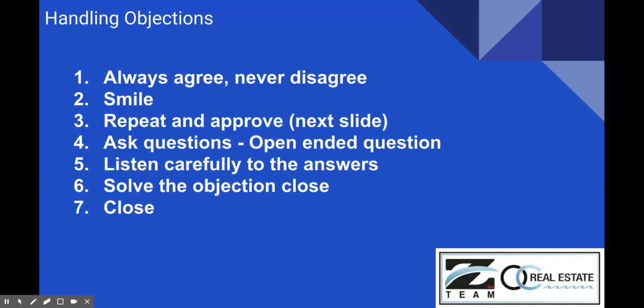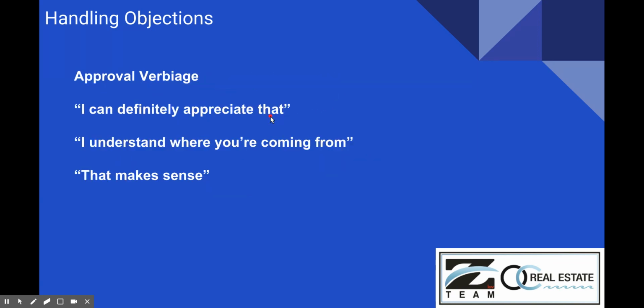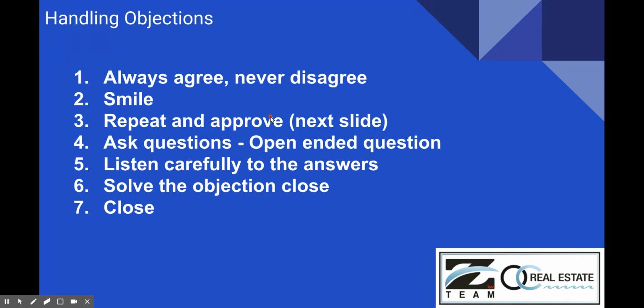So step number three, repeat and approve. This is where you agree with them. Repeat and approve is when you repeat what they said back to them, and then you acknowledge it. Remember, we're always going to agree, never going to disagree. So they say, you know what, I want to sell my home on my own because I want to save some commission. Repeat it: you want to sell your home on your own to save some commission, and then approve.